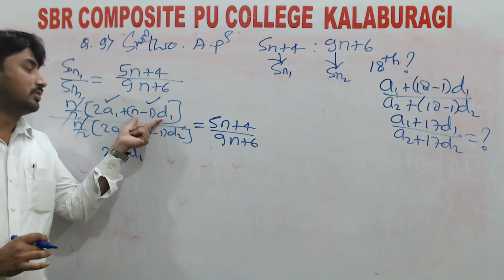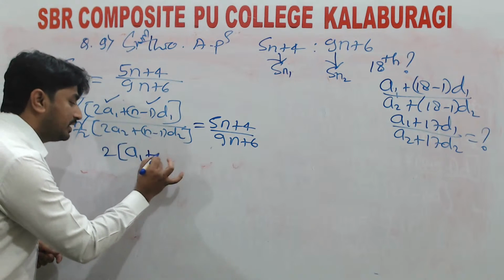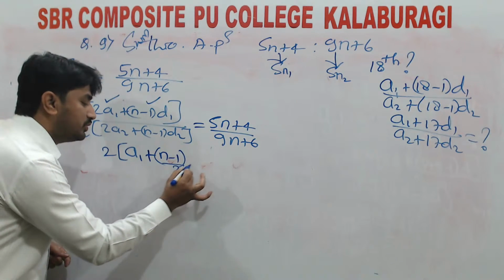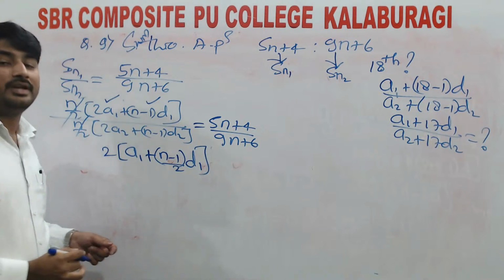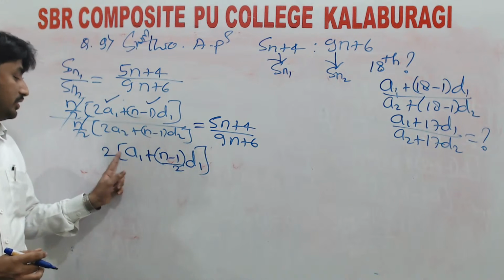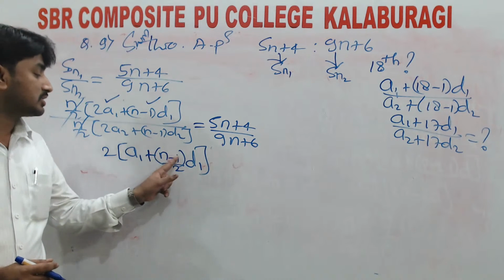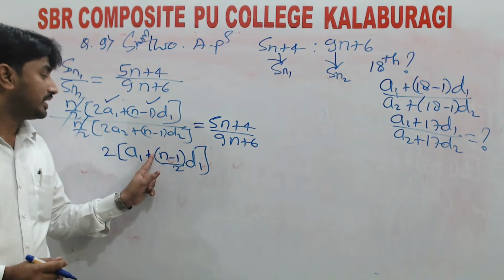Here there is no 2 term. That's why I am dividing here (n minus 1) divided by 2 into D1. If you re-multiply it, it gives the same result. Here 2 into A1 is 2A1, and 2 into (n minus 1) D1 divided by 2 gets cancelled.